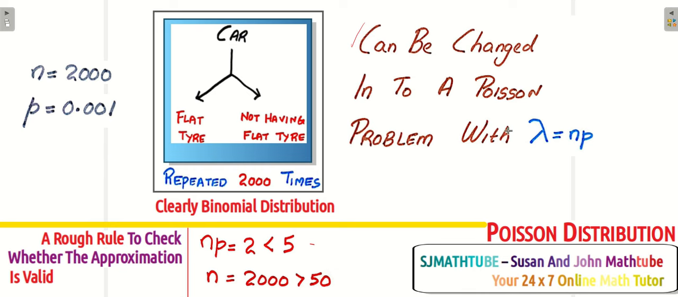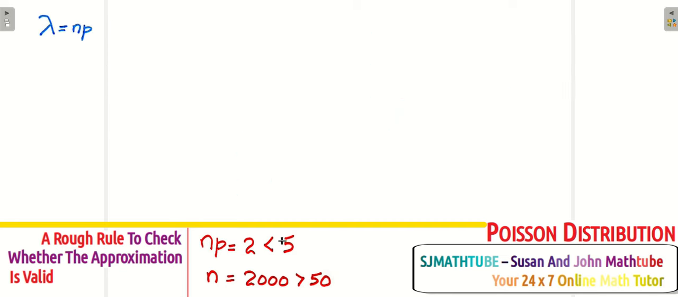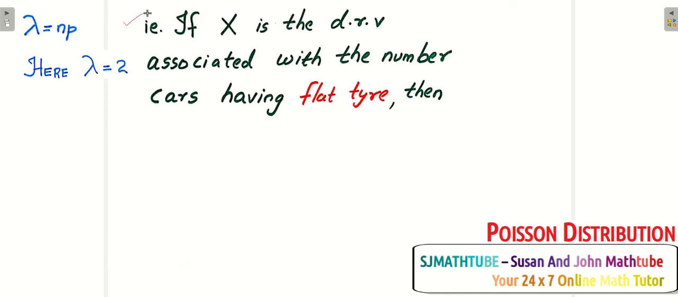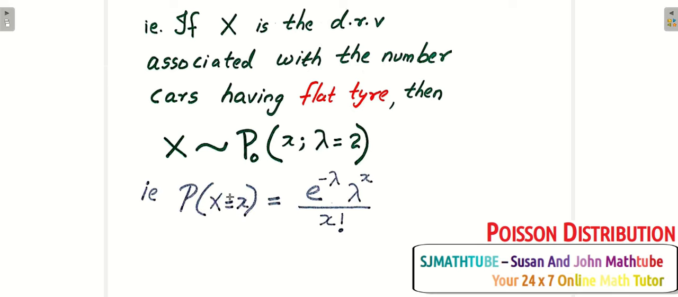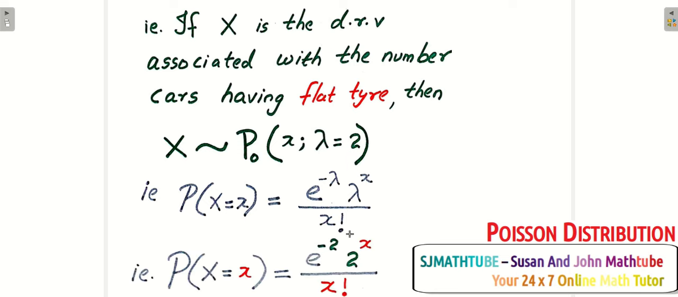And when we change into Poisson, we always want lambda, the average rate. This average rate is given by lambda equal to np, and np is nothing but 2. So here we have lambda equal to 2, and let's define the random variable. Let capital X be associated with the number of cars having flat tire. So capital X follows Poisson distribution with lambda equal to 2. And now the formula, e power minus lambda, lambda to the power x by x factorial, and we know the value of lambda, just plug in that value and we have the formula.